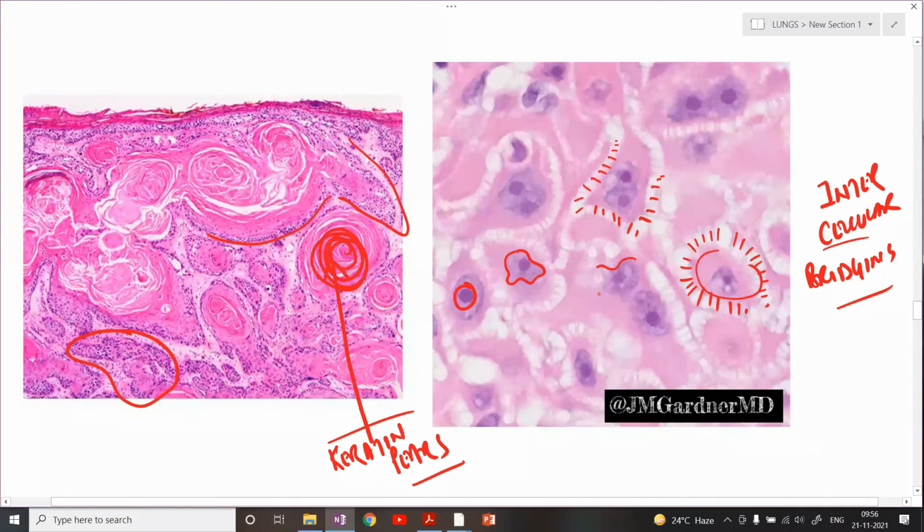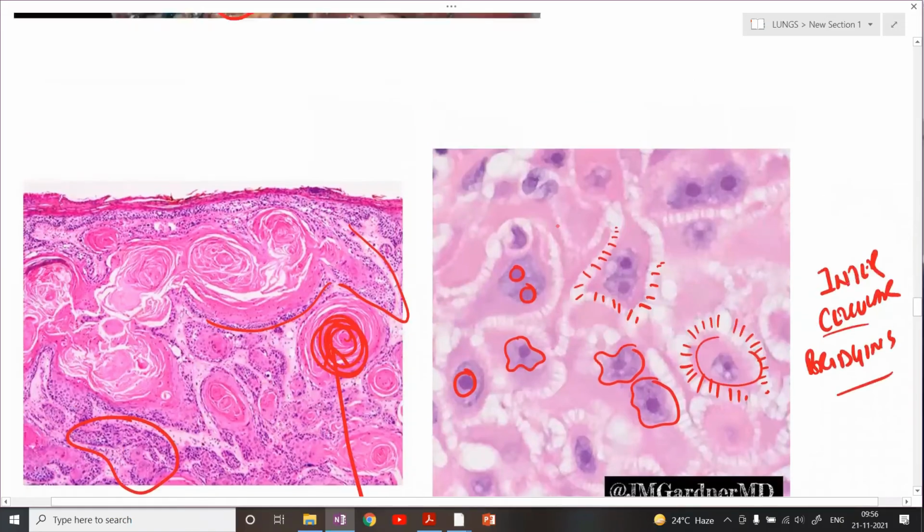Okay, can you appreciate prominent nucleoli? This is prominent vesicular nucleoli. Individual cells are different as compared to each other. Some are small, some are big. Some are having two nucleoli, as well as multiple nucleoli. Okay, so these are the cancer cells, cancer squamous cells.